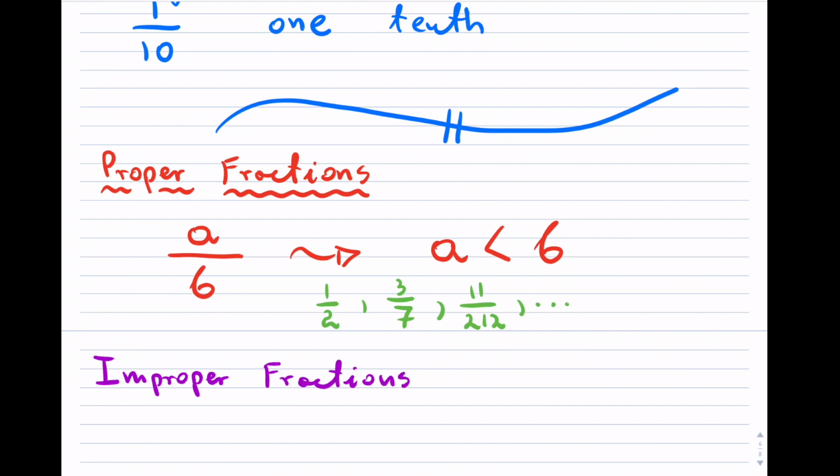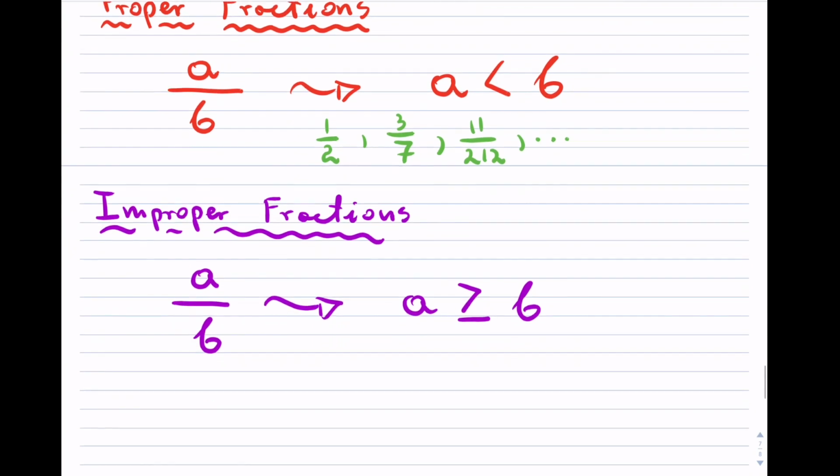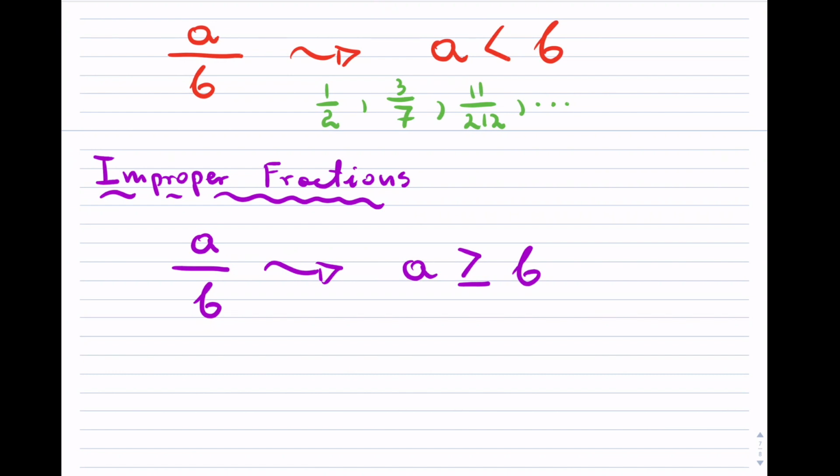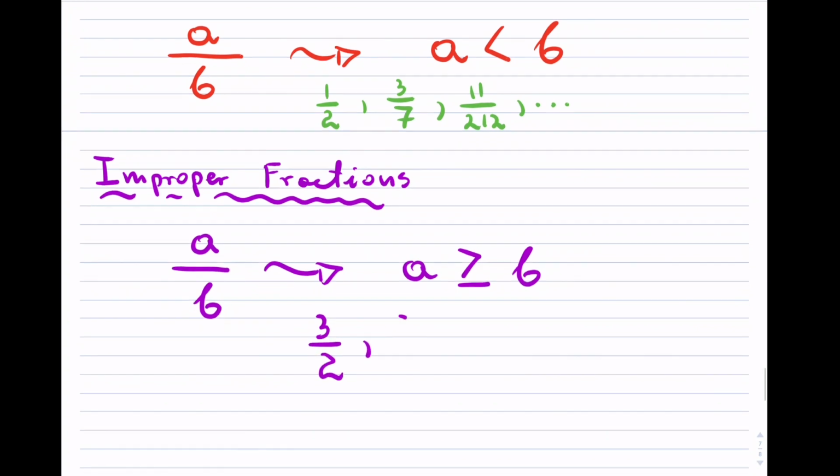2, improper fractions. Now, if we have a over b, we say this is improper if a is bigger than or equal to b. So a, meaning the numerator, is equal to or bigger than b. So some examples: 3 over 2 is improper. 7 over 4 is improper. 11 over 11 is improper. So remember, they can be equal, but they're still improper. Those are improper fractions.